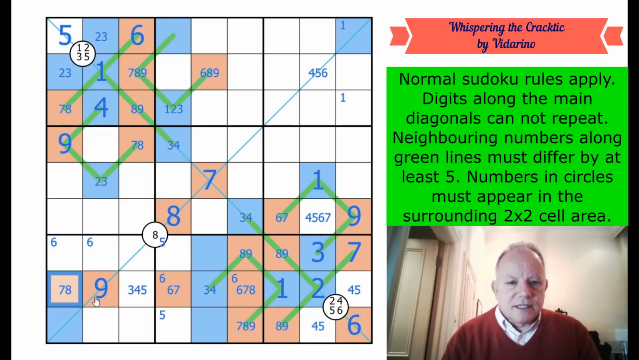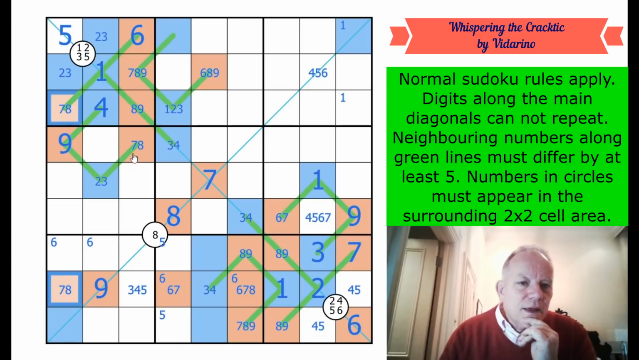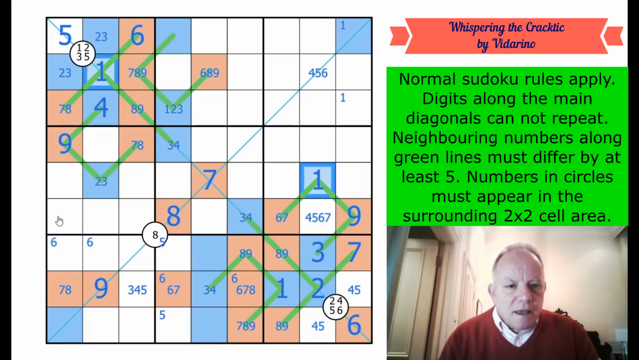This is 7 or 8. That's a pair as well, which is doing nothing for me. One of those is 9. Just looking around constantly at the same old clues here. Right, 1 there and 1 there means that 1 is in one of these 2 cells.